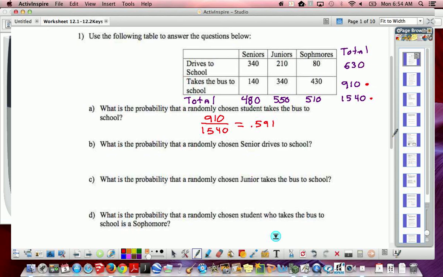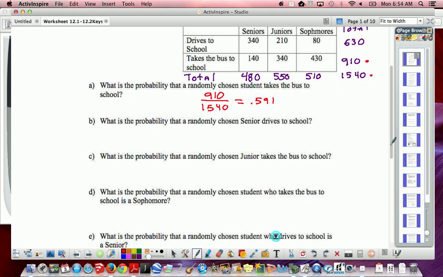On the second one, it says, what's the probability that a randomly chosen senior drives to school? So now we're just focusing on all the seniors, so my bottom number is 480. I want the ones that drive to school, so we're talking those 340 right there. That's my top number. So 340 out of 480 ends up being 0.708.